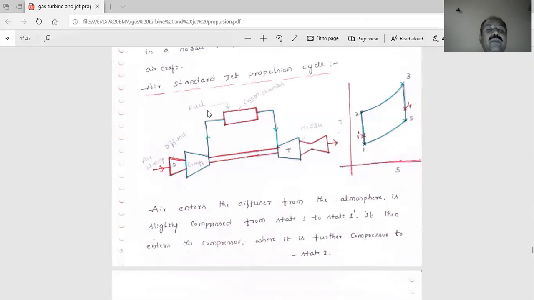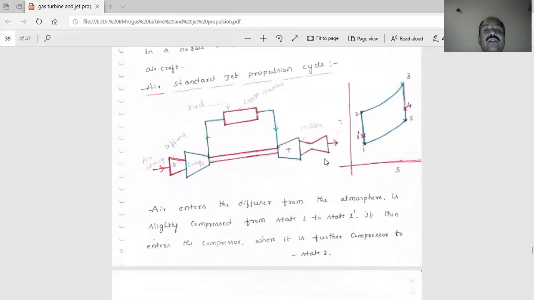Here the fuel is admitted to the combustion chamber. Then an enormous amount of heat energy is liberated. That heat energy is passed to the turbine. In the open cycle, it leaves into the atmosphere, but here the expanded gas is passed through a nozzle. In the nozzle, at high pressure and high velocity, the expansion of the gas takes place, which gives the thrust force to the aircraft. This is the mechanism existing for the jet propulsion cycle.